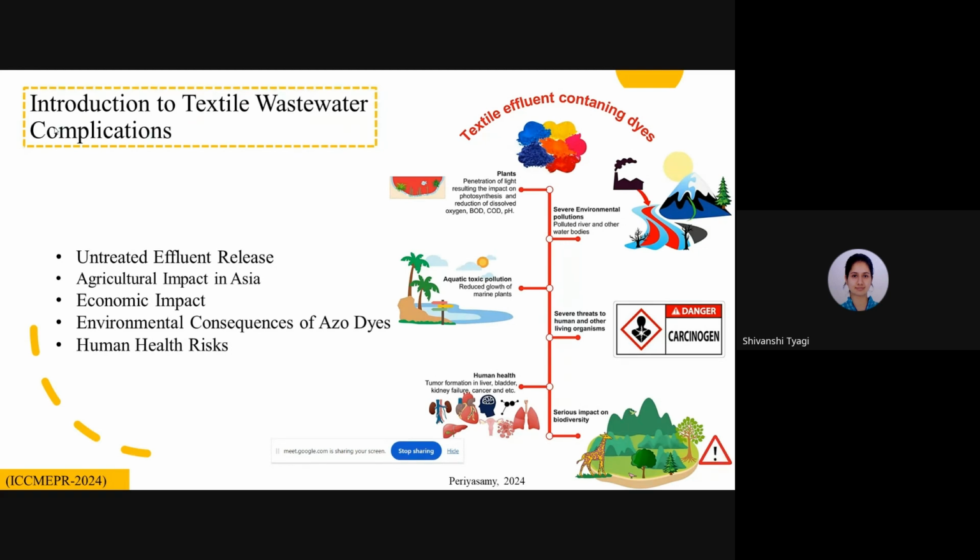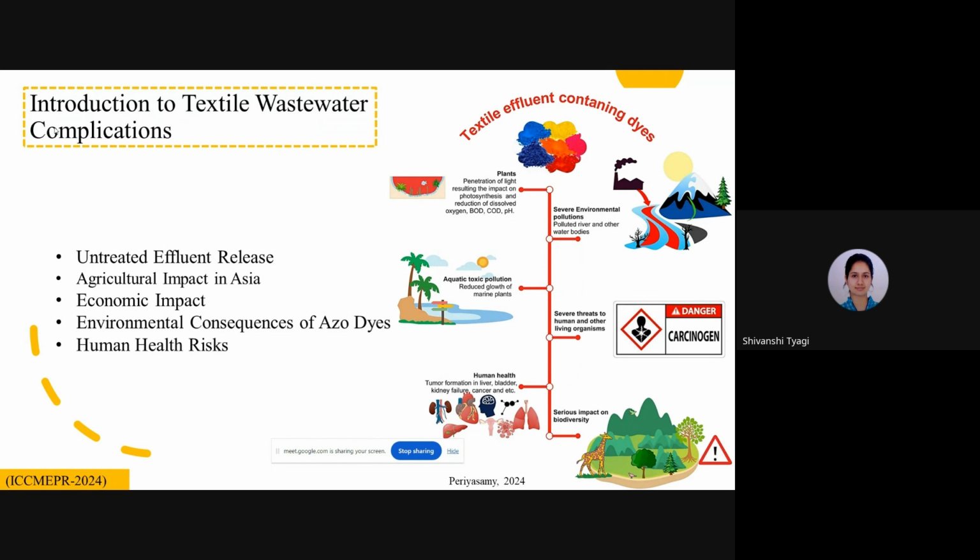The effluents discharged by the textile industry in their untreated state consist of a wide range of organic contaminants, including the unfixed dyes, acids, alkalis, detergents, bleaching agents, and heavy metals. Second is the agriculture impact in Asia. For decades, farmers in India, Bangladesh, Vietnam, and Indonesia have been using untreated effluents for irrigation, damaging the soil quality and crop health in the longer run.